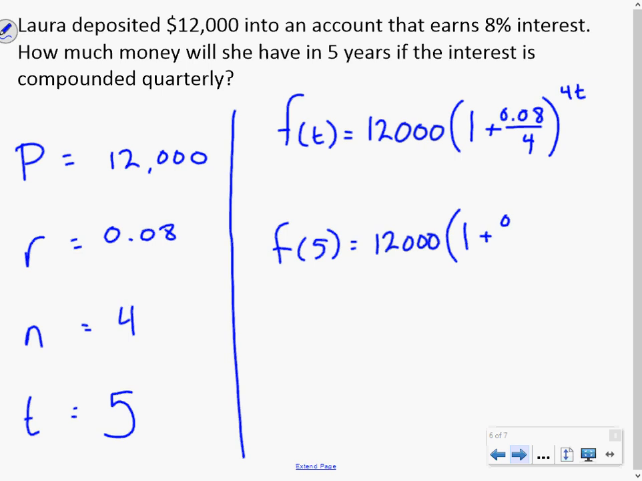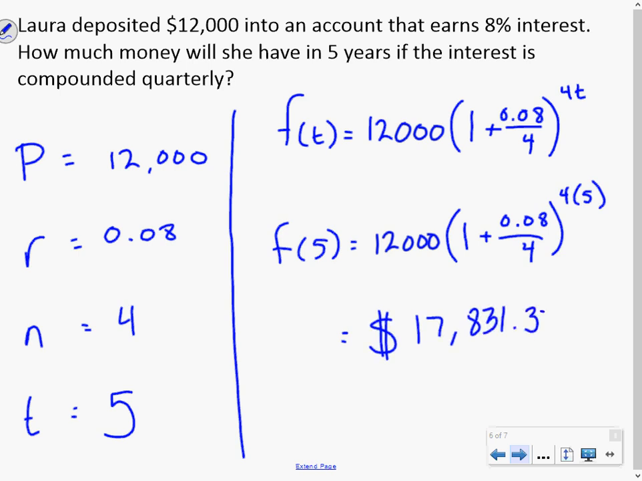This is going to be a little bit trickier to type into your calculator. Make sure you're using lots of parentheses to make sure that it's following the order of operations as it should. So in this case, you should find that after 5 years, her investment will now be worth $17,831.37.